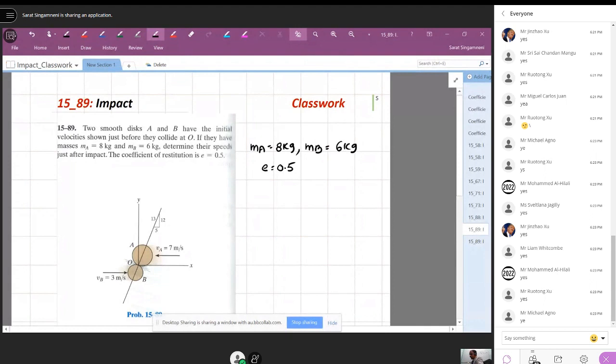Now this collision is an oblique collision. This is a very general case. If you know how to solve this problem, you can solve any problems in general collisions. By oblique collision, I mean both particles A and B are moving in different directions. In this case, the velocities are parallel to the x-axis as it is given, but they need not be like that. They can be moving in any directions.